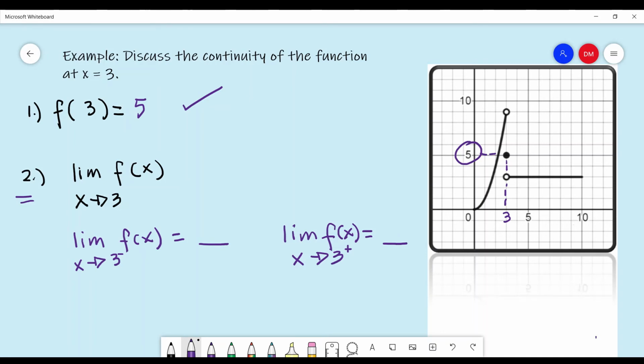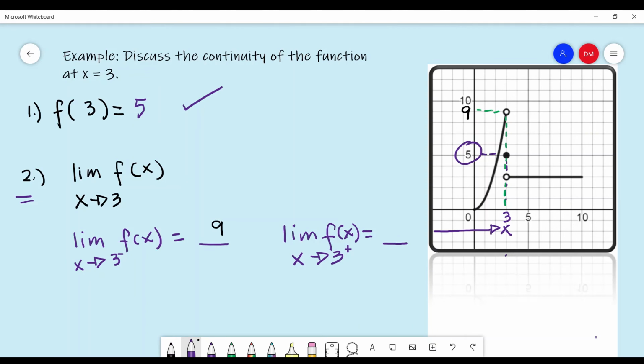First, we check the left hand limit. So the limit of the function as x approaches 3 from the left. So we have here x equals 3 and x approaches from the left. What is the limit? The output is equal to 9. So we'll write here 9. So the limit of the function as x approaches positive 3 from the left is equal to 9.